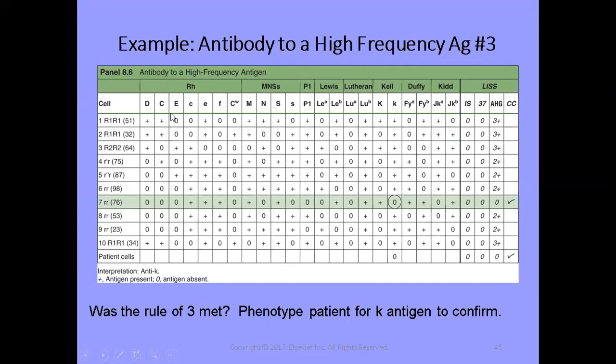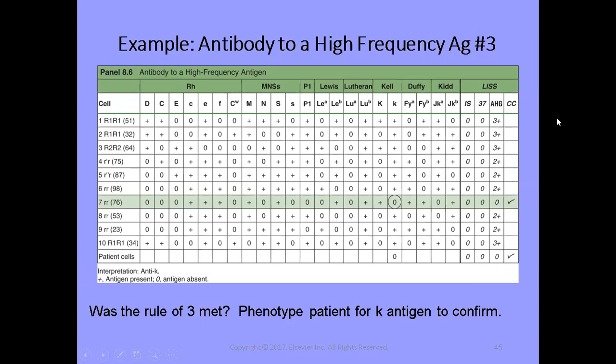Let's dig in and look at an example of an antibody to a high-frequency antigen. First of all, what are our clues? When we look over here to our 3 phases of testing, we see nothing at immediate spin or 37, and reactions are only showing up during the AHG phase. And we see, wow, reacting with every cell except number 7. Now, how do I know this isn't an autoantibody? Let's look to our patient cells. Our patient control is negative, so it is not an autoantibody.